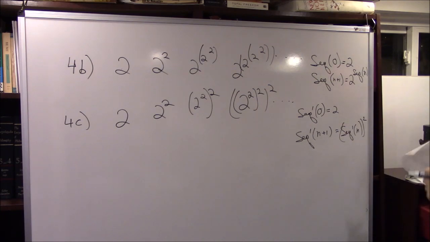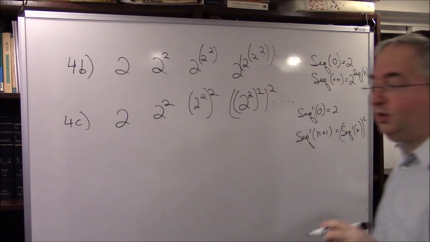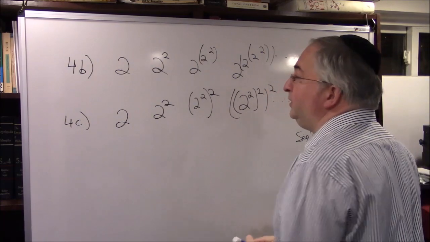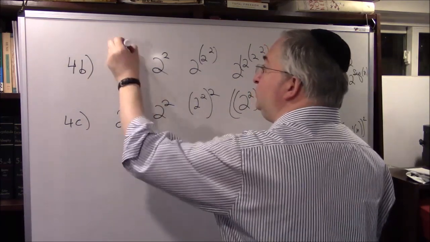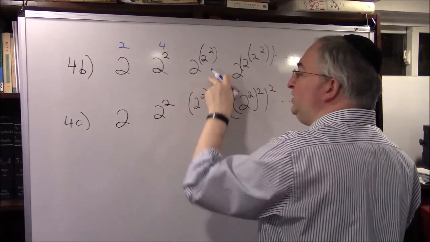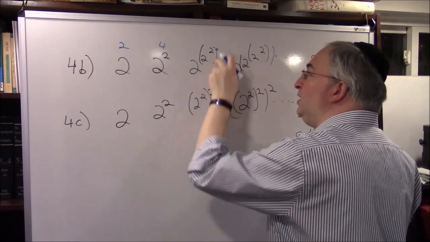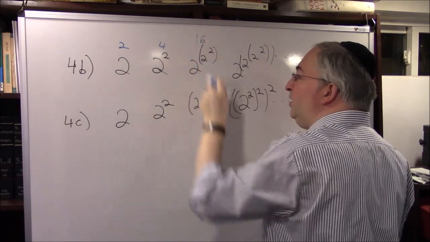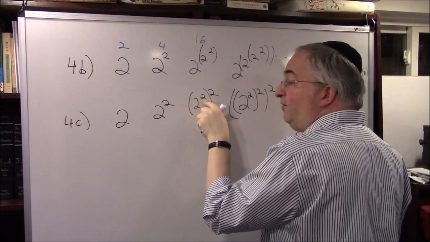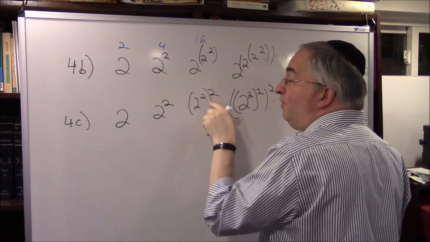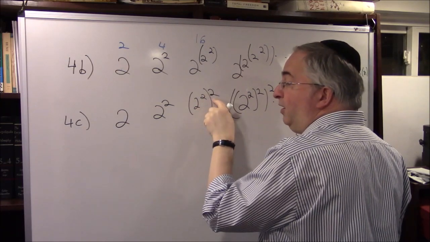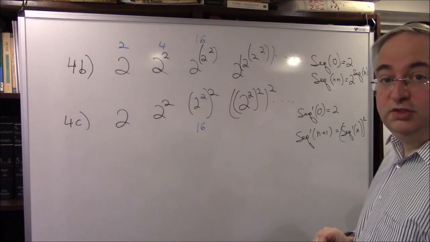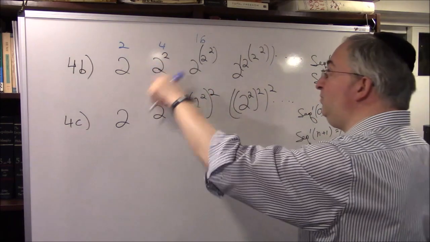By the way, which one grows faster? Let's go through this. Let's put down number values here. Now the first two are pretty simple. This is 2, this is 2, this is 4. What's this? 2 to the 2 is 4, 2 to the 4 is 16. What's this? 2 to the 2 is 4, 4 squared is 16. So far the same. Interesting. So here they're the same, here they're the same.